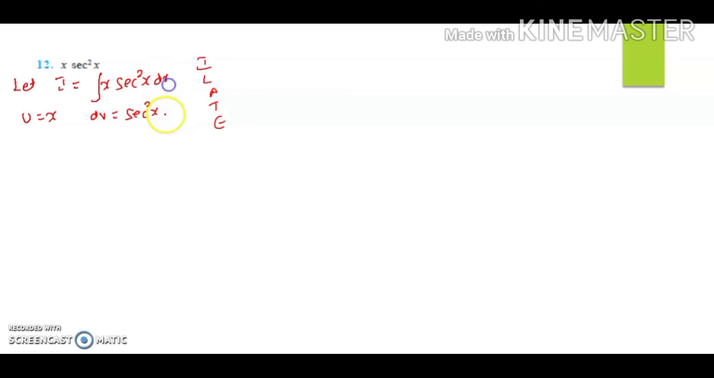Sum number 12, x secant square x. Let I is equal to integral x secant square x. By the choice of u, we take u to be x because it is algebraic. So algebraic comes first. So u is equal to x and the remaining dv is equal to secant square x into dx.